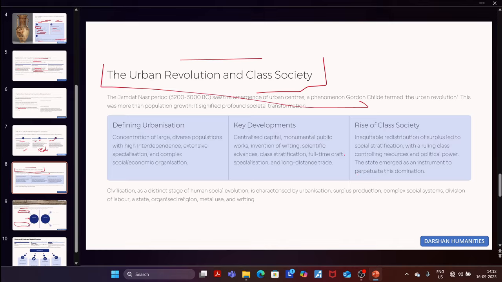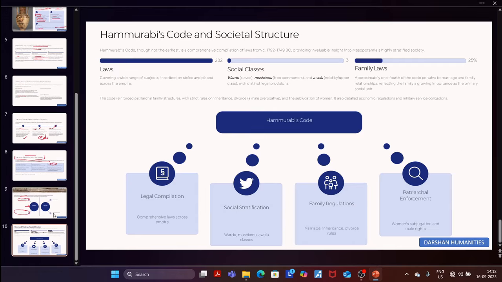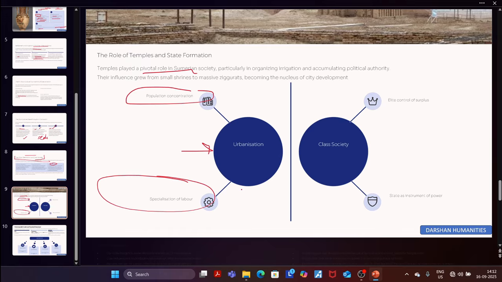Let's discuss this one also, the rise of class society. The transition from Neolithic to Bronze Age also marked a shift from egalitarian clan-tribe organization to class-stratified societies. While clans and tribes, initially exogamous but endogamous within a tribe, continued to exist, their collective ownership of land and resources eroded with the rise of private property. And temples, through their control over irrigation and surplus, played a pivotal role in consolidating political authority.